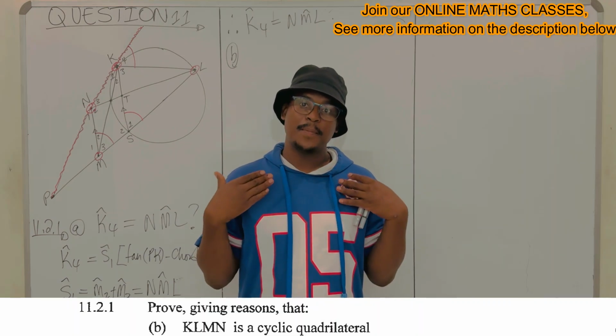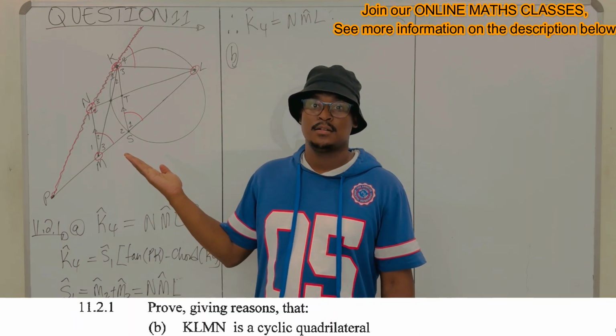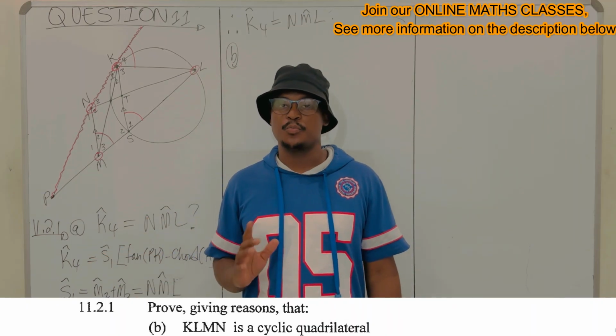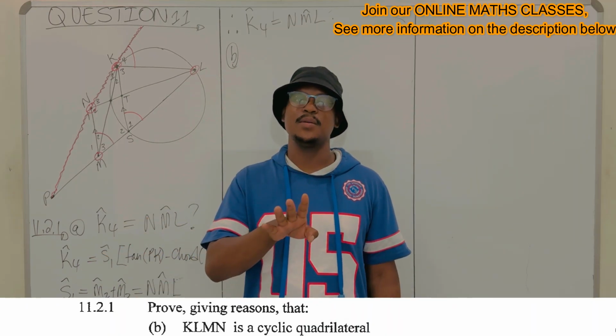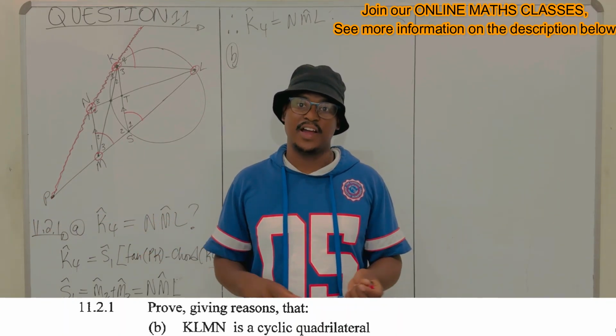Also, you can check my playlist on my bed action. I did cyclic quadrilaterals there. Right? I explained them. So, what is a quadrilateral to begin with? A quadrilateral is just a four-sided shape, a four-sided flat shape. That's how I would define it.